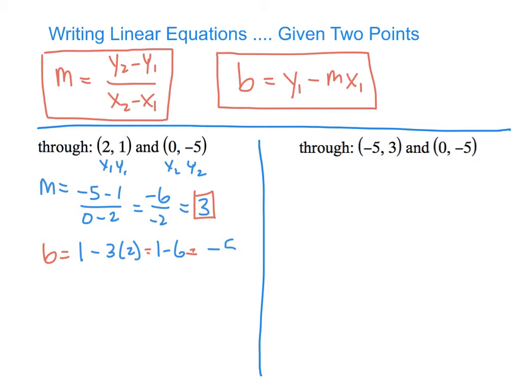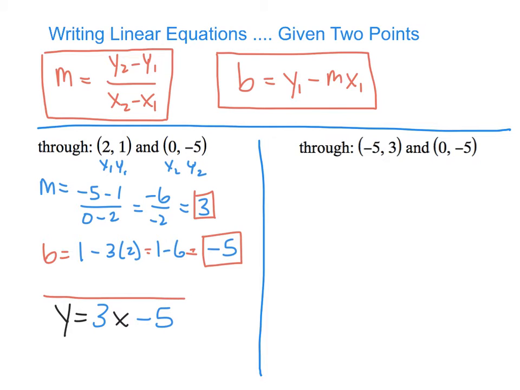So the b is negative 5. Once you have m and b, you're ready to write your equation. Y equals mx plus b. Now when b is negative, you can actually just write the minus sign. So I'm going to write minus 5. Y equals 3x minus 5.